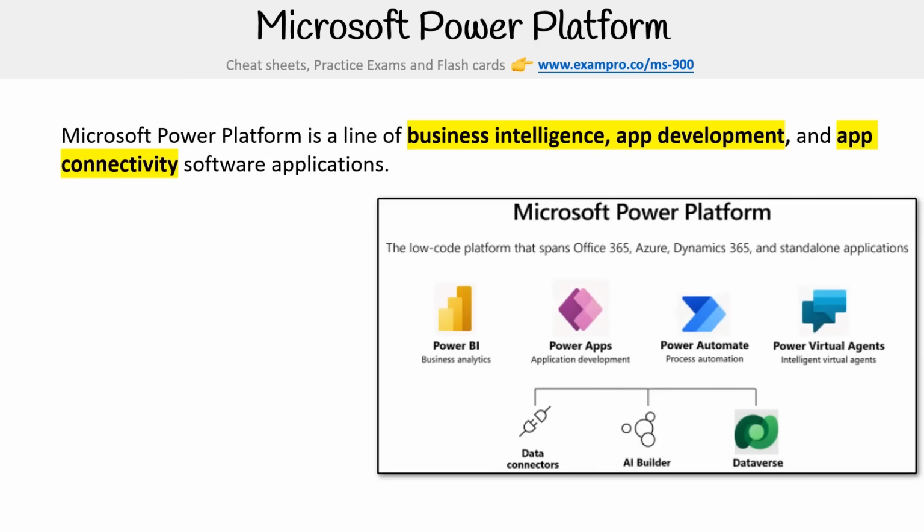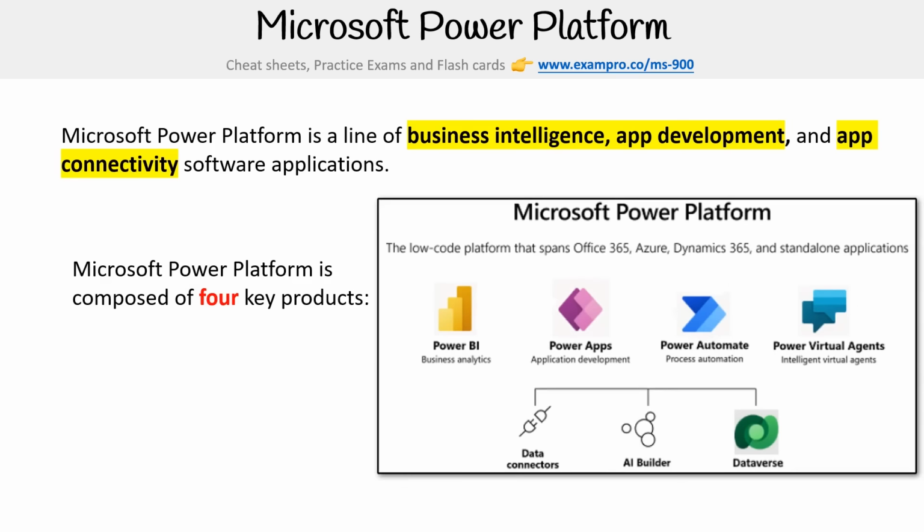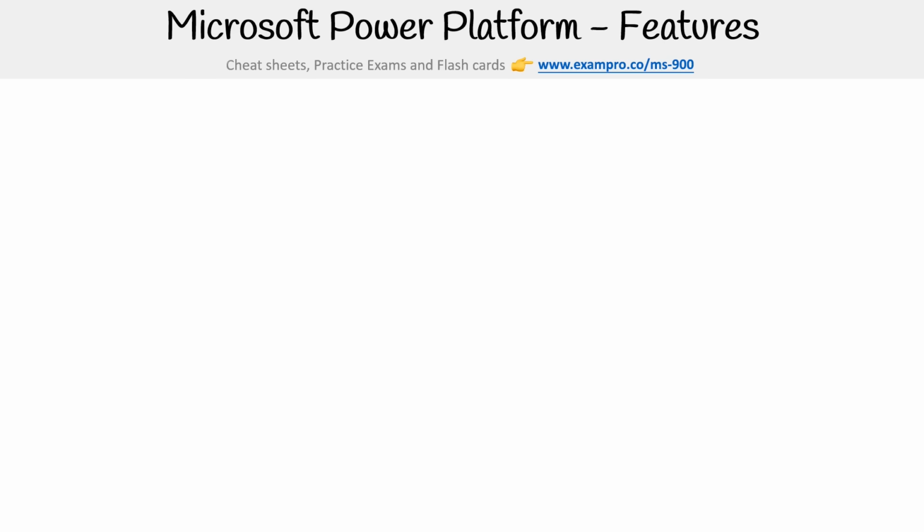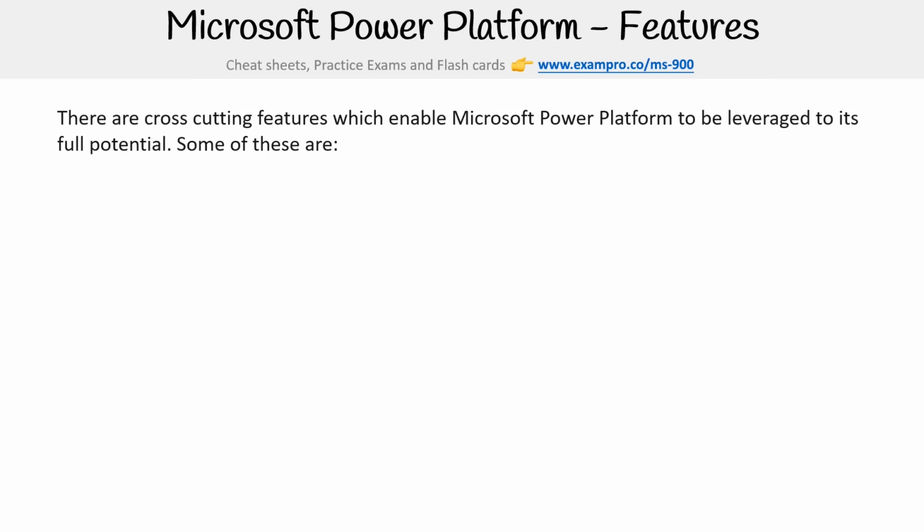We'll be talking about Microsoft Power Platform. So, Microsoft Power Platform is a line of business intelligence, app development, and app connectivity software applications. Microsoft Power Platform is composed of 4 key products: Power Apps, Power Automate, Power BI, which stands for Business Intelligence, and Power Virtual Agents. And we'll be talking about these 4 products in a bit more detail in the next couple slides. Before we talk about the 4 key products of Power Platform, we want to talk about the cross-cutting features which enable Microsoft Power Platform to be leveraged to its full potential.